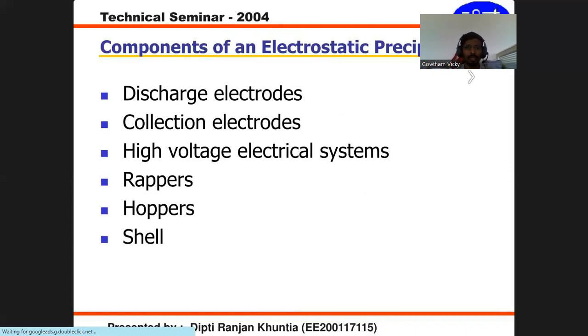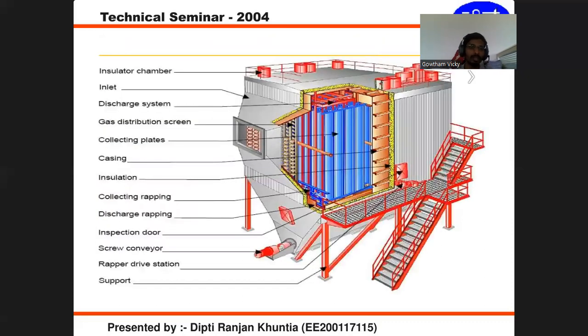Then the components of electrostatic precipitators. The components of ESP are the discharge electrodes, then the collecting electrodes, then the third one is the high voltage electrical systems, and then rappers, hoppers, and shell. First of all, the discharge electrodes. The electrode should first discharge and then collect, and then the high voltage electrical systems, rappers, hoppers, and shell. These are the components of electrostatic precipitators, and we will discuss them.